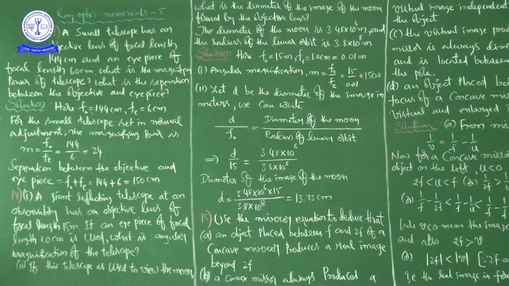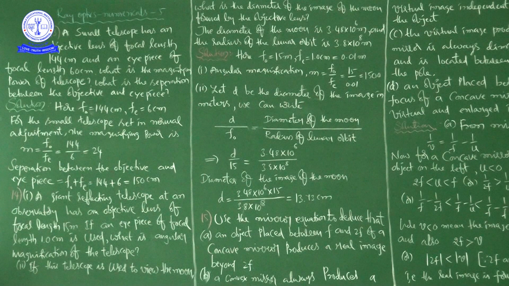That is problem number 15. First I will read the problem, then we will go for the solution. Use the mirror equation to deduce that. When I say this, every student should immediately think of the mirror equation. You know very well, 1 by f is equal to 1 by u plus 1 by v. That is the mirror equation. So, use the mirror equation to deduce that.